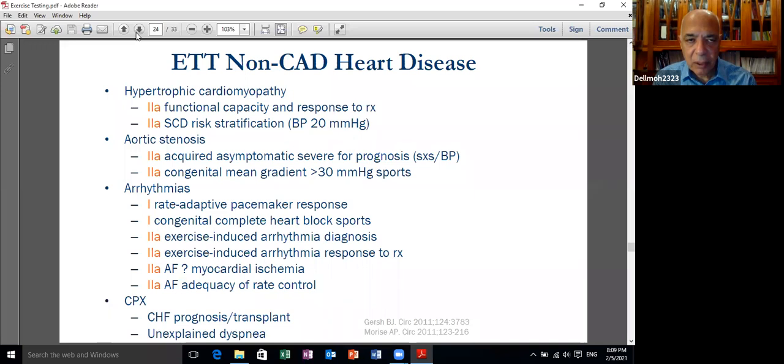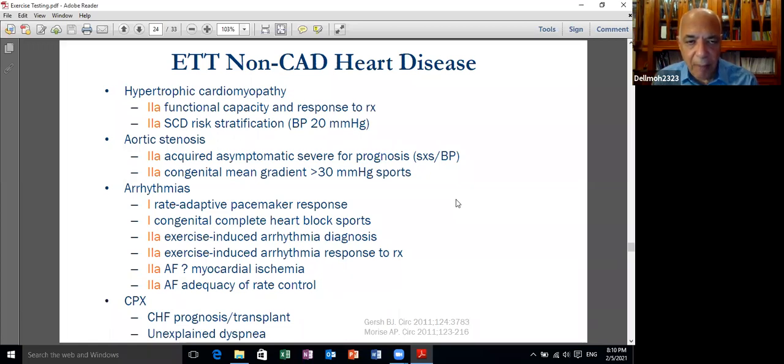Now, if we move away from coronary artery disease, the exercise test can be utilized in other conditions. In hypertrophic cardiomyopathy, there are a couple of 2A indications: to estimate the functional capacity and response to treatment, and to prognosticate patients with a drop of the blood pressure of 20 points below the baseline. In patients with asymptomatic aortic stenosis, as we said, there is no point in exercising symptomatic aortic stenosis; it is absolutely contraindicated.